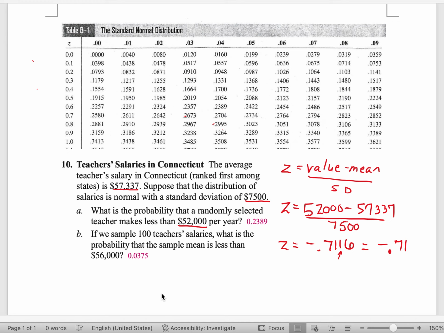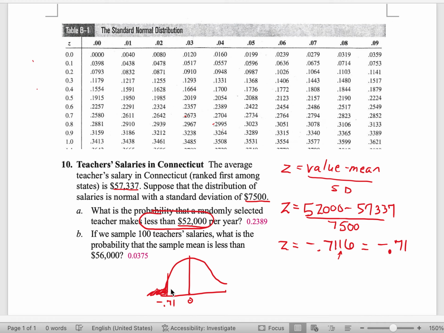All right, next step, still on part A, we're going to draw a picture. This is super important. Draw your picture. Mark off the negative 0.71. It's going to go on the left-hand side since it's negative, left-hand side of 0. And then determine how to shade. So the problem asks us to find the probability that it's less than 52,000. So here's the 52,000, the 0.71 that we just calculated. Less than is going to shade to the left.